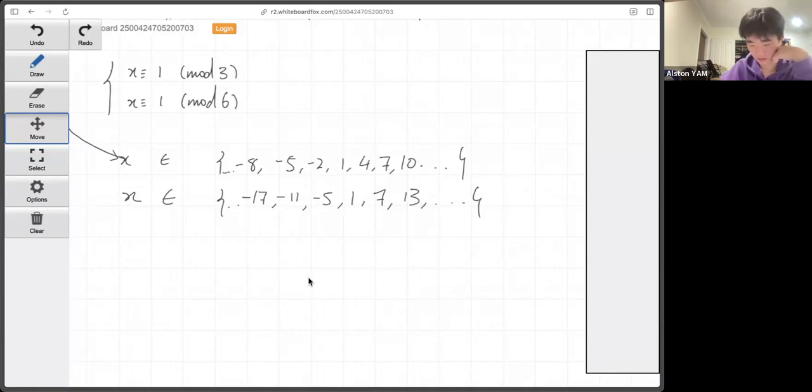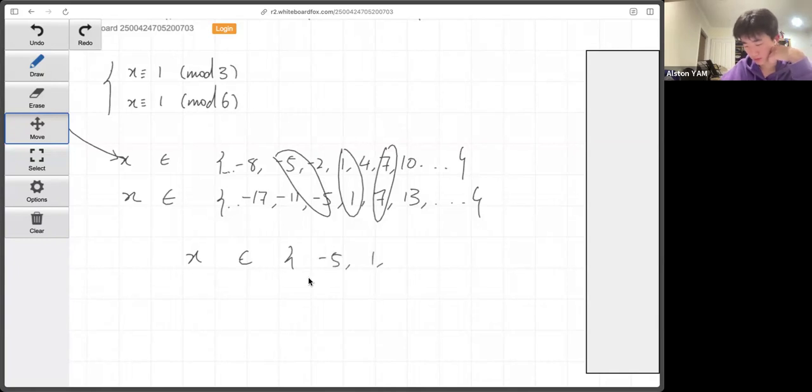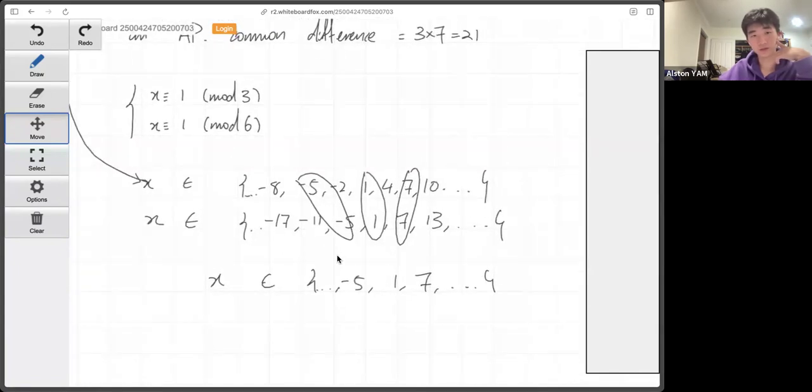This one, this one, and this one, stuff like that. So you can actually see that the solution set is x is just -5, 1, 7, and you're going up by 6 that way, and then down by 6 in that way. So x can be in this infinite set here. I know it will satisfy both of these congruences.